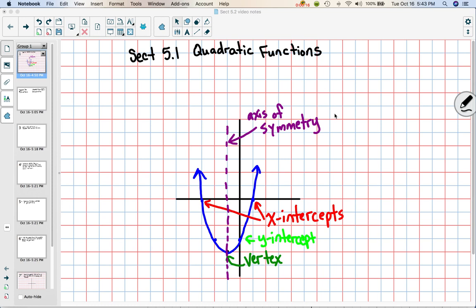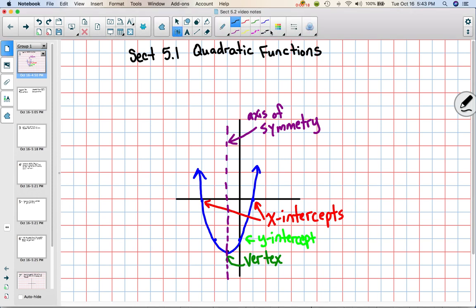Just as a reminder of the different parts that we have here, here's my parabola. The x-intercepts, of course, are where the parabola crosses the x-axis. The y-intercept is where the graph crosses the y-axis. We have the vertex, which in this case is our lowest point, so that's where we're going to find our minimum value. But remember, sometimes the parabola can open down, and then we would have a maximum and not a minimum.